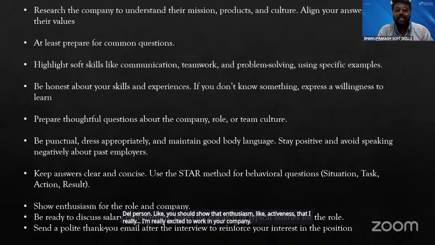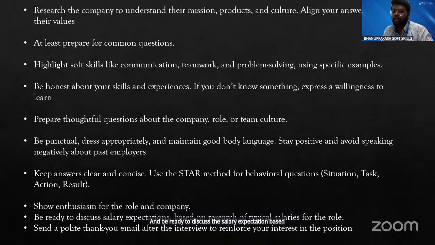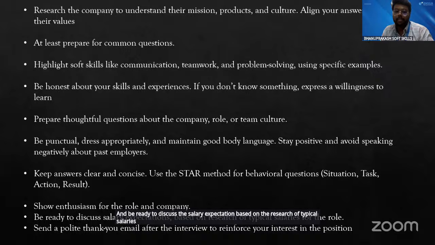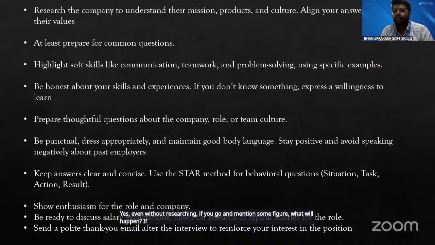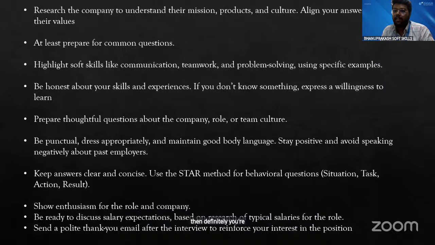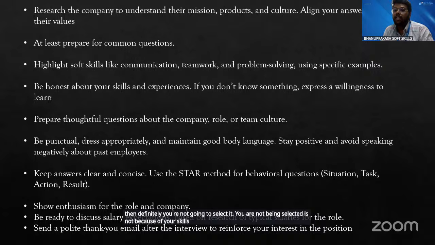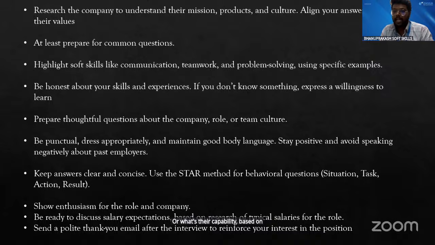And be ready to discuss salary expectations based on research of typical salaries for the role, as this is also very important. Even without researching, if you go and mention some figure, what will happen? If they are not ready to give that figure, even though you performed well, then definitely you are not going to be selected. Here, not being selected is not because of your skills, it's because of the salary that you mentioned. That's why research the salaries properly, like what their limit or capability is, and ask for that salary only.